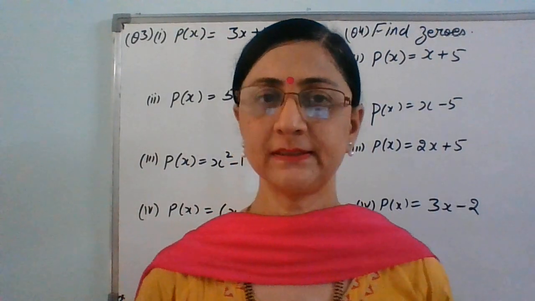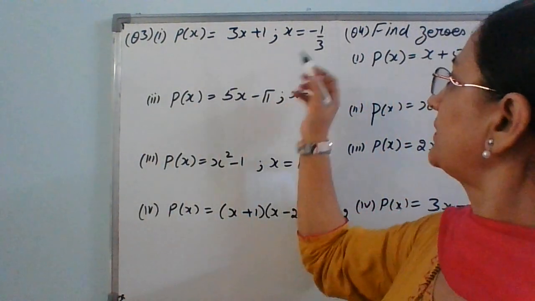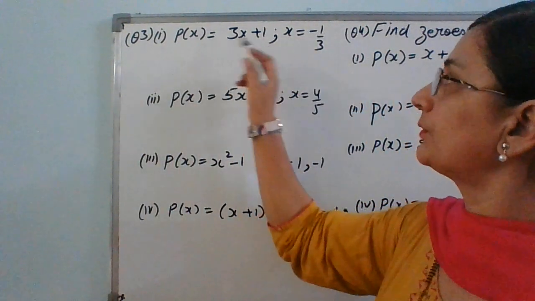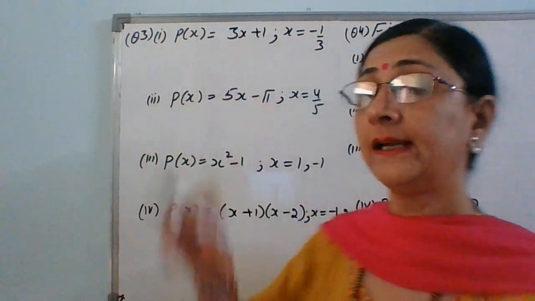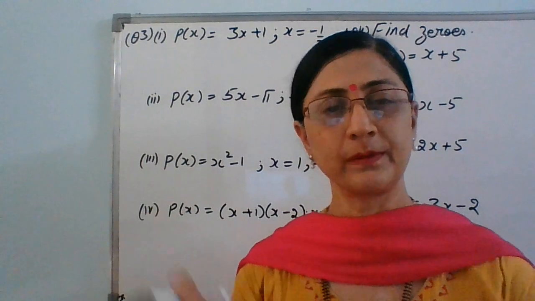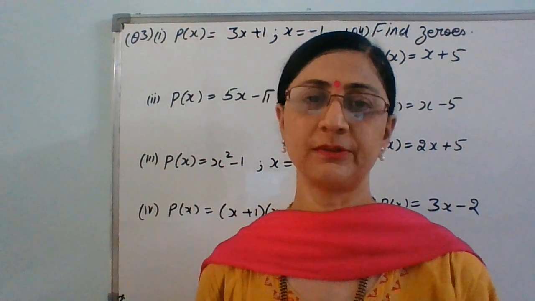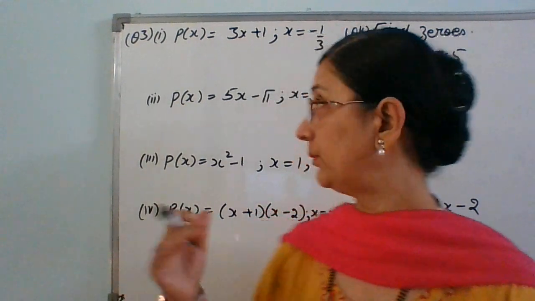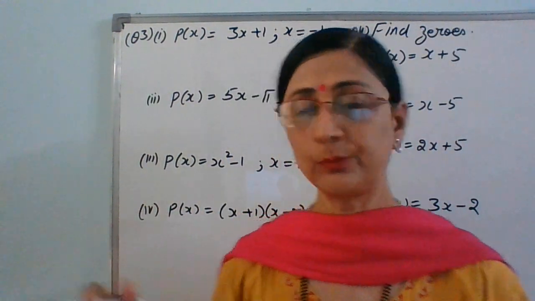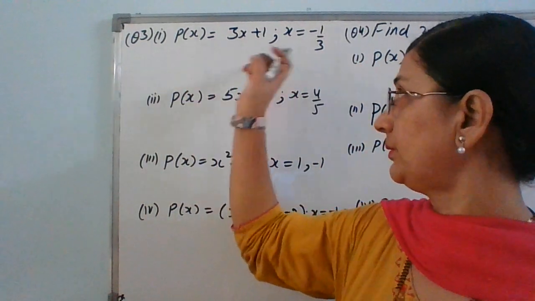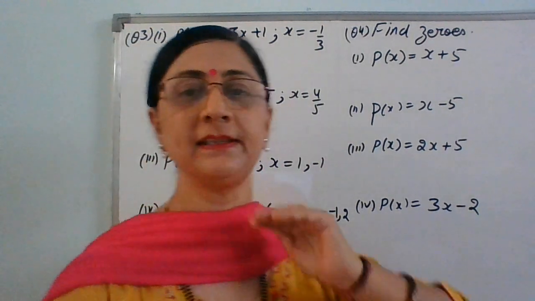Now, question number third and fourth. What we have to do in question number third, we have to check whether this value is a zero of this polynomial. How to check? We'll be substituting this value here and we will be checking whether the polynomial becomes zero, because zeros of the polynomial are those values of the variable, like the value of x, the value of y, which makes the whole polynomial zero. So if it makes it zero, then yes, it will be a zero, otherwise it will not be a zero.